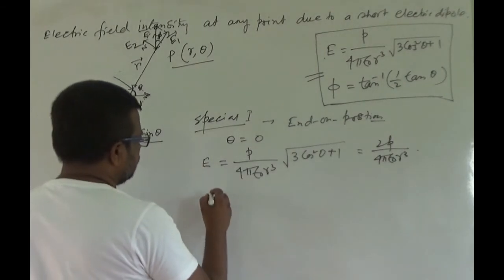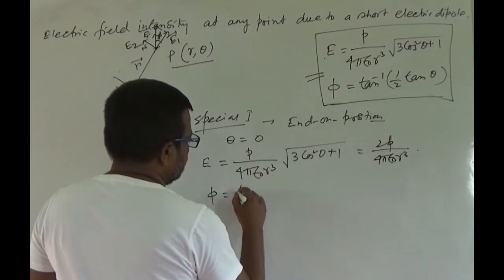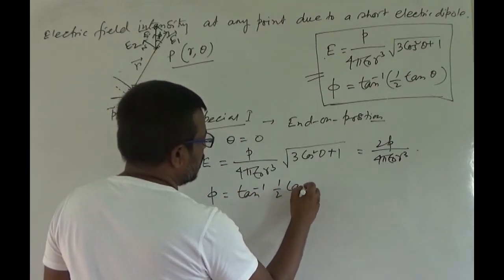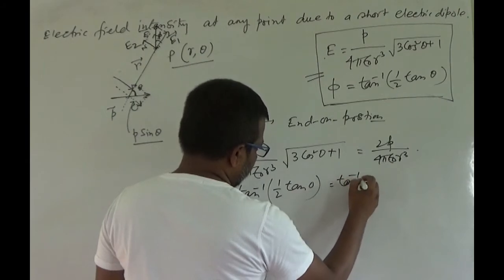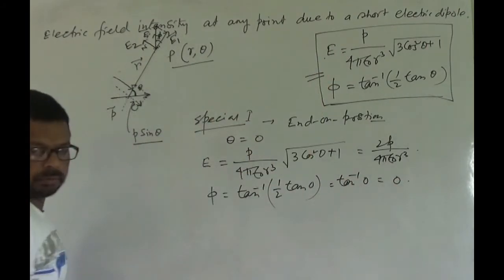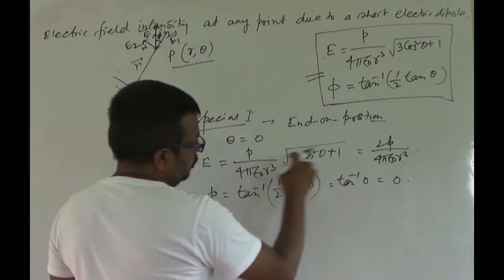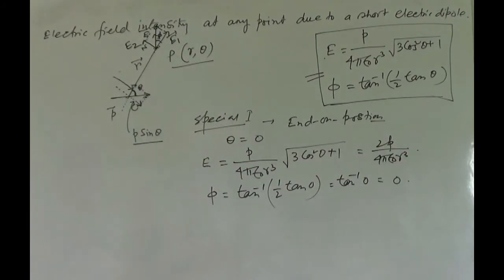Now what will be the direction? What is the direction? Phi. Phi is tan inverse half tan 0. Tan 0 is 0. That means tan inverse 0. That means 0. That means the same direction as the dipole. That means you can write E equals to 2p vector divided by 4 pi epsilon naught r cube.